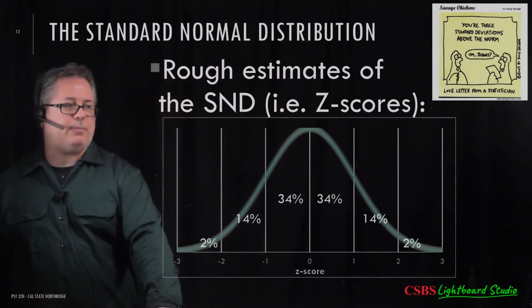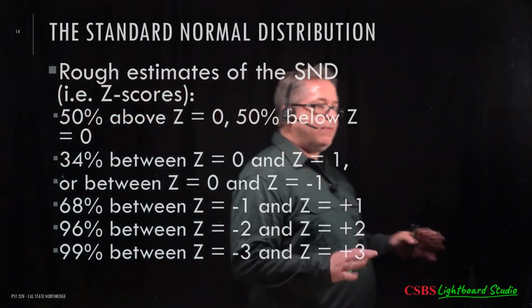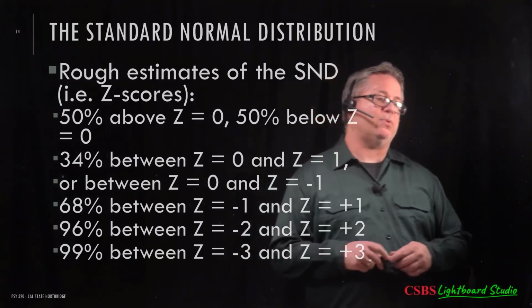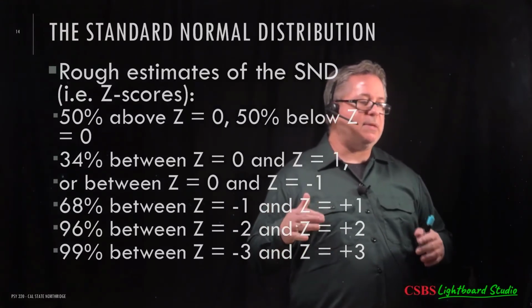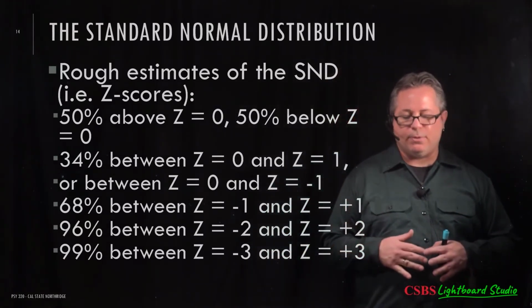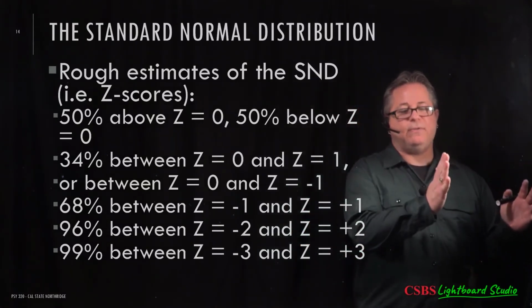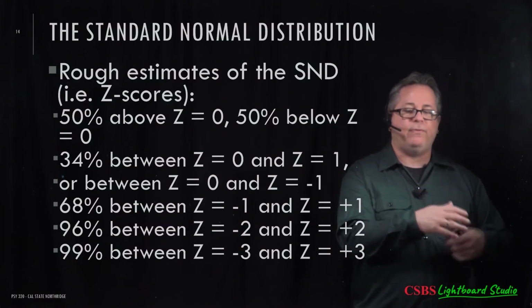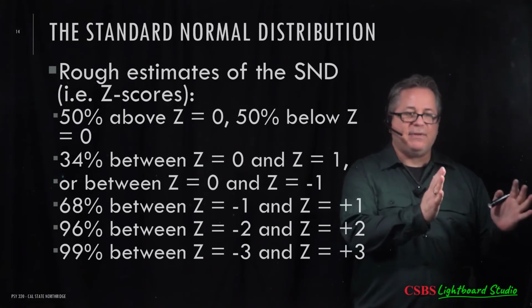So let's look at how that might work. The rough estimate tells you that 50% of the scores are above a z of 0, and 50% are below. Keep that in mind whenever you're looking at the probabilities for ranges of scores. If you're on one side of the distribution trying to find a range and you're getting a value over 0.5 or over 50%, something's wrong. You shouldn't have that if everything's on one side.